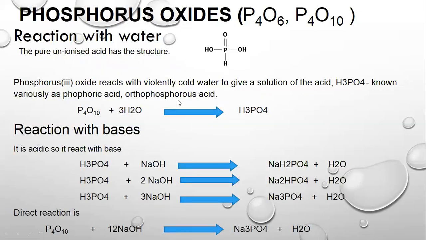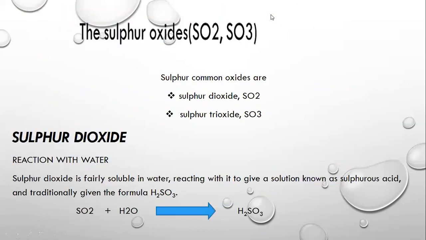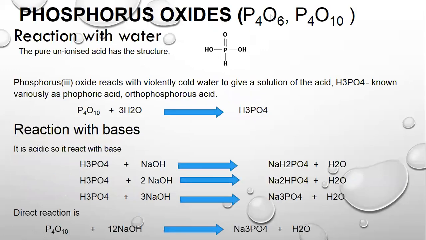As it produces acid, it can react with a base to give you compounds like NaH2PO4. Again, it gives you Na2HPO4, and in the last it's Na3PO4. It means that all these three hydrogens present in the acid can be replaced one by one.